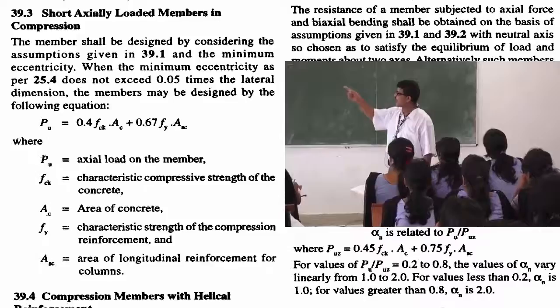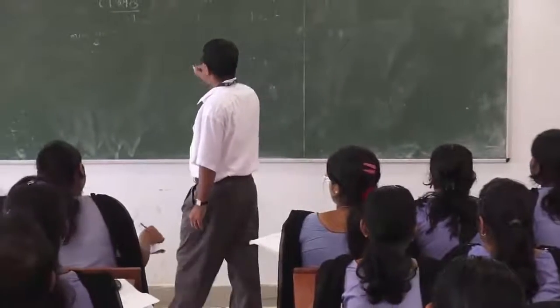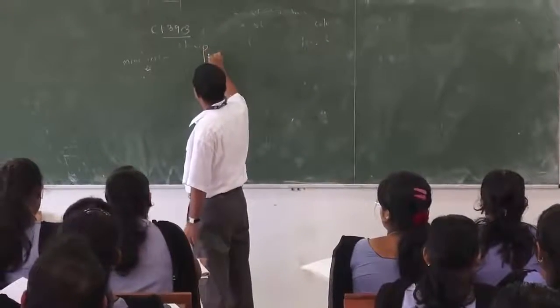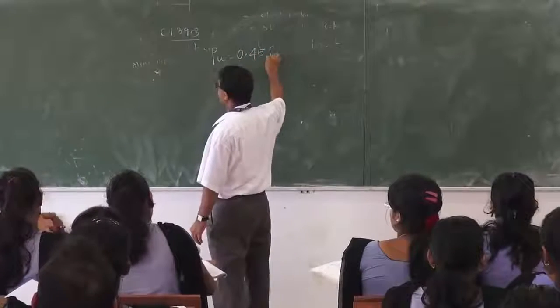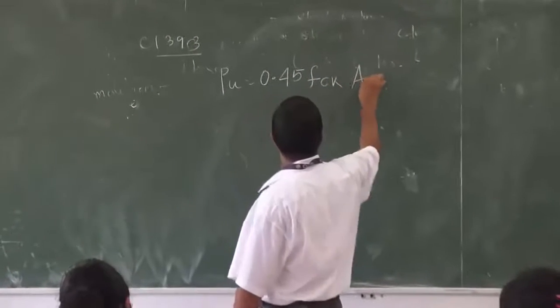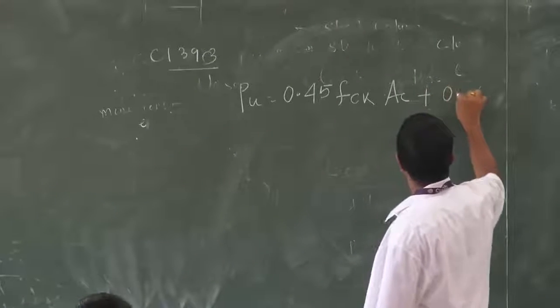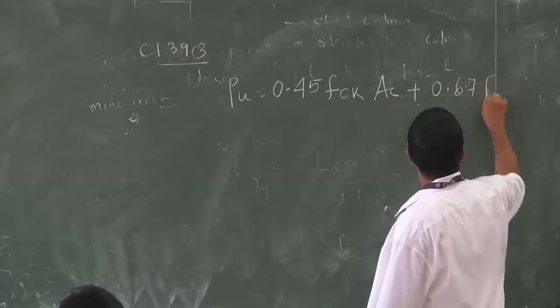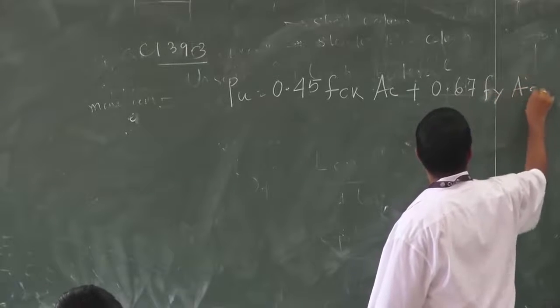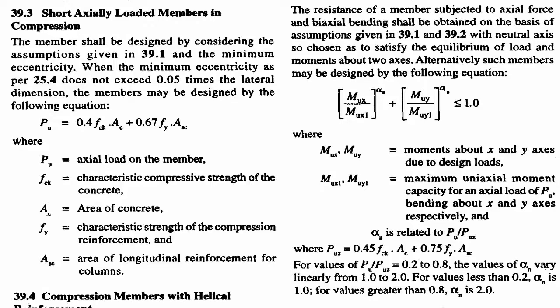Then you can use the formula that is given: your ultimate load capacity Pu is equal to 0.45 fck into Ac plus 0.67 fy into Asc. So what does it mean? All the nomenclatures are explained in the code itself.